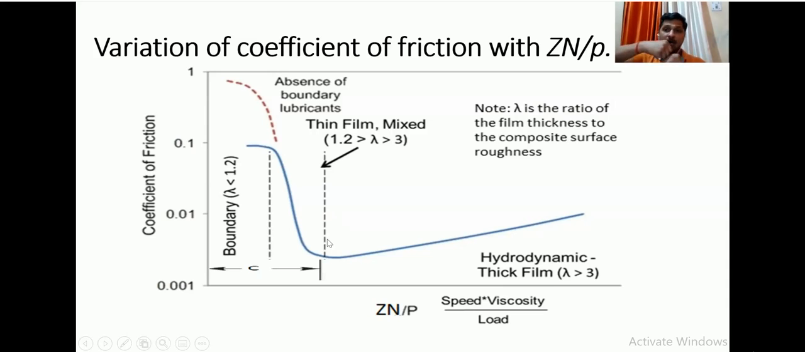There is a chance of metal to metal contact, and if there is metal to metal contact, then the bearing may fail. So we want our bearing to run under completely hydrodynamic lubrication conditions. And secondly, we don't want heat to accumulate at the surface of the bearing. If heat is accumulated at the surface of the bearing, then what will happen? The lubricant will lose its lubricating property.